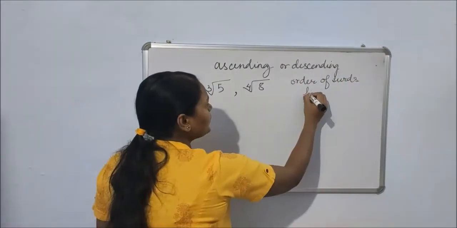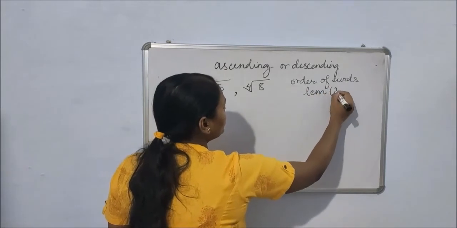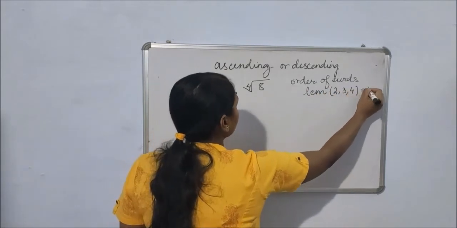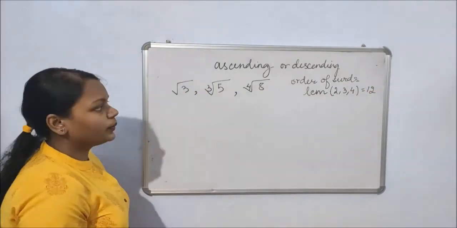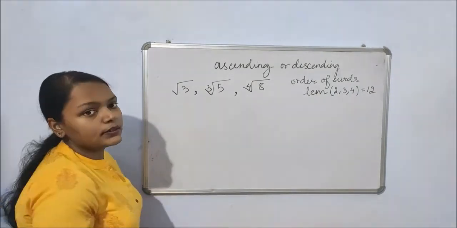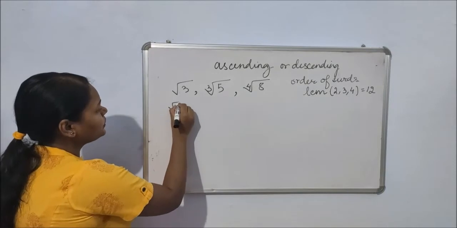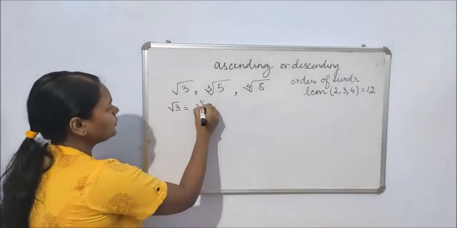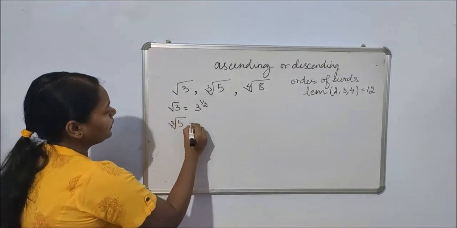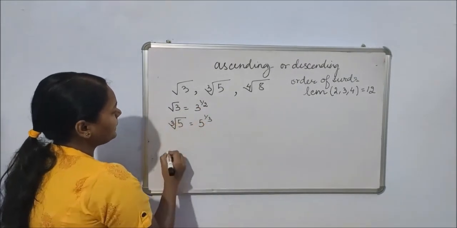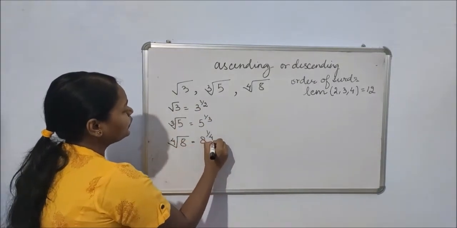Now, the next step would be to take the LCM of these orders. The LCM of 2, 3 and 4 will give me 12. With this LCM, I will convert each of these surds into a 12th root. See how? This root 3 can be written as 3 to the power 1 by 2. Again, cube root of 5 can be written as 5 to the power 1 by 3. Now, fourth root of 8 can be written as 8 to the power 1 by 4.